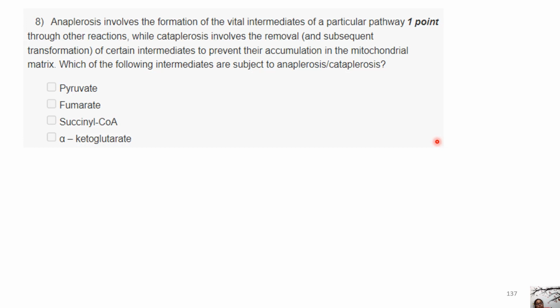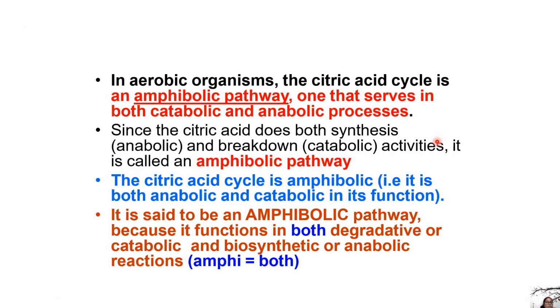Okay, so we'll move ahead with the question. The answer will be succinyl-CoA and alpha ketoglutarate. Now we'll discuss these two terms. So in aerobic organisms, the citric acid cycle is an amphibolic pathway, that we discussed in the last question, one that serves in both catabolic and anabolic processes, right? Since the citric acid cycle does both synthesis, that is anabolic, and breakdown, that is catabolic activities, it is also called an amphibolic pathway. That is, it is both anabolic and catabolic in its function. Okay, both degradative and biosynthetic.